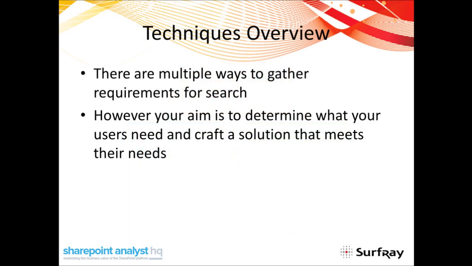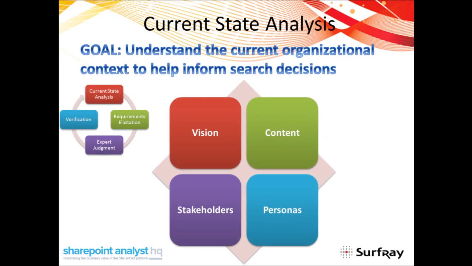Now, there are multiple different ways to gather search requirements, but really the main aim of any technique that you use is to determine what your users need. Then you can take those business or user requirements, map them to functional requirements, and hopefully have created a really great search solution. Let's talk about current state analysis. The goal of current state analysis is to help you understand the current organizational context to help inform search decisions. And there are 4 things that I frequently do here: the vision, the content analysis, identifying stakeholders, and creating personas.